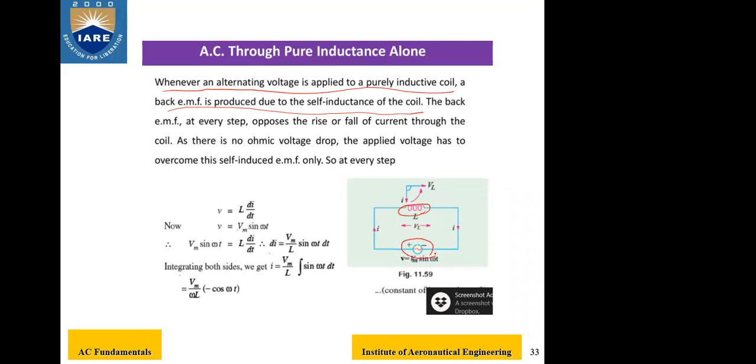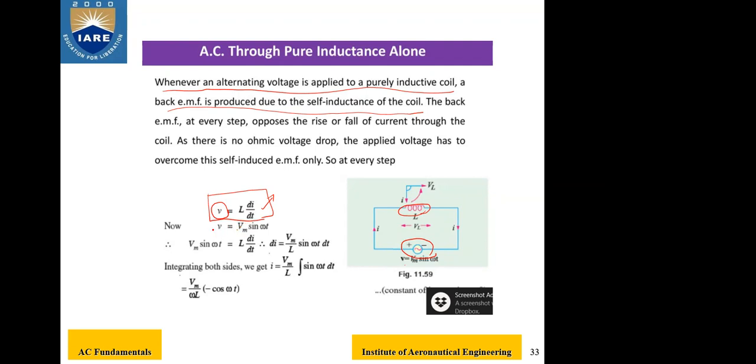When an AC supply is given to an inductor, some back EMF is produced because of the self-inductance, and that EMF we represent with V is equal to L into di by dt. This is the voltage equation. This is the supply. V is equal to L into di by dt. Sorry, dt.